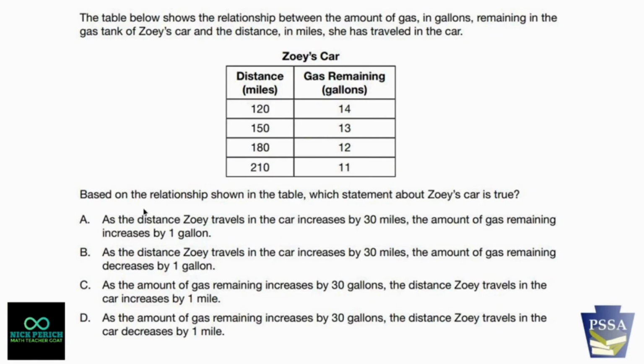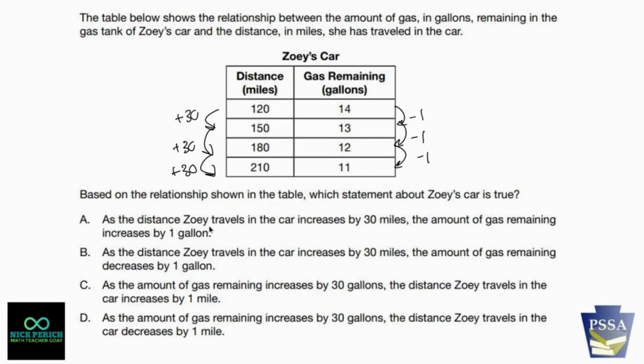So looking at this, and I'm not even looking at the options, I just barely glanced at it and saw some options, it looks like all of these numbers go up by 30. Right? And it looks like all of these numbers go down by 1. So according to this table, it seems like every time Zoe drives 30 miles, she loses a gallon of gas. So based on the relationship shown in the table, which statement about Zoe's car is true?